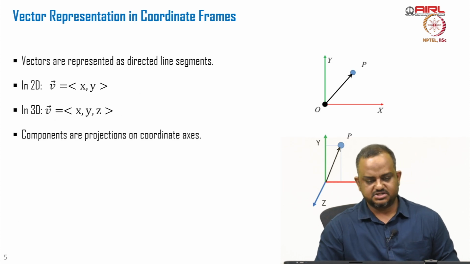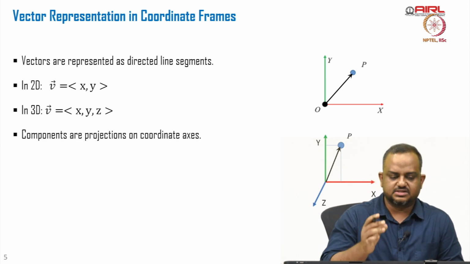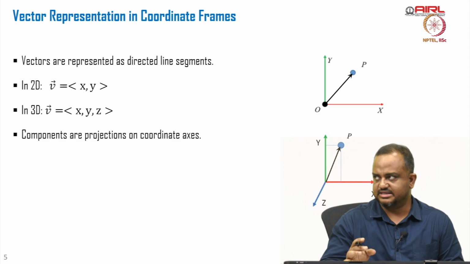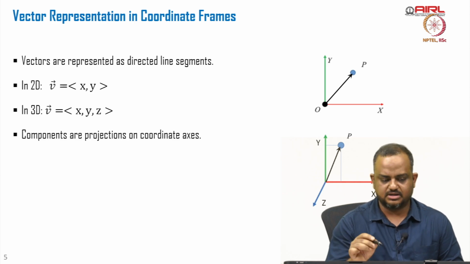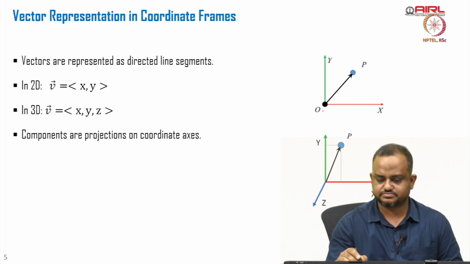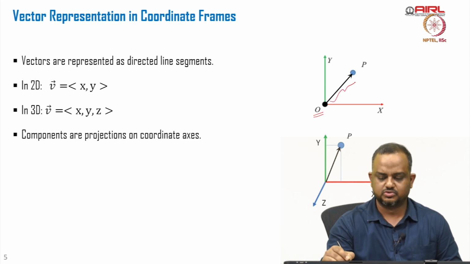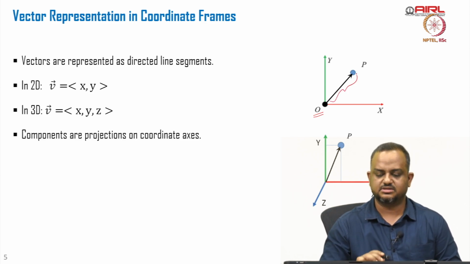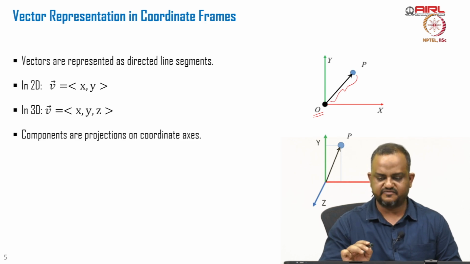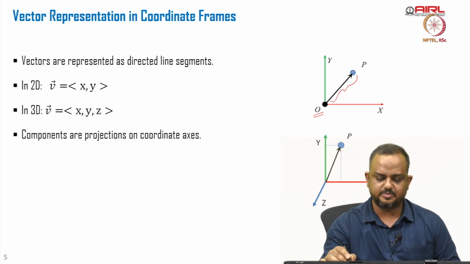So vector representation in coordinate frames is something like this. The vectors are represented as directed line segments. The vector will have one origin which comes here, and this is the arrow which represents the magnitude and direction of the vector. Now when it comes to the coordinate frame, the vector is represented as a point P. This is the point P.